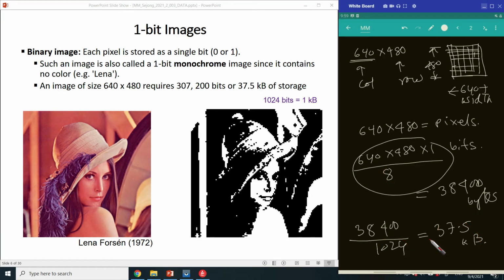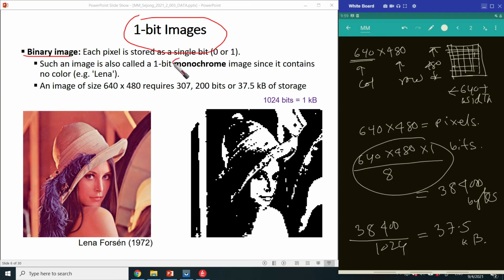Now let's move on. We say this is a 1 bit image. Why 1 bit image? Because for each pixel we assign 1 bit. This is also called a binary image. Why is it a binary image? Because each pixel is either black or white, only 2 options. Two options mean binary.